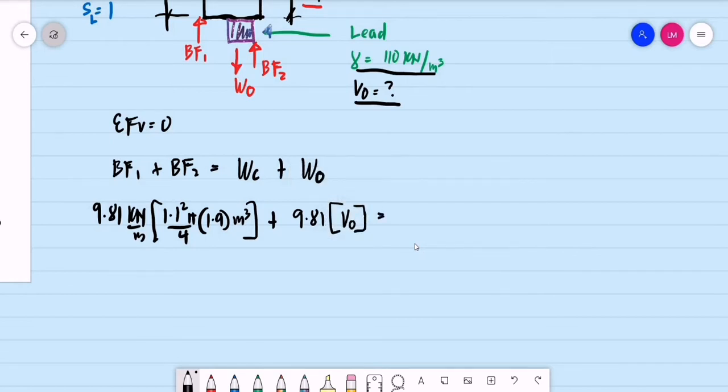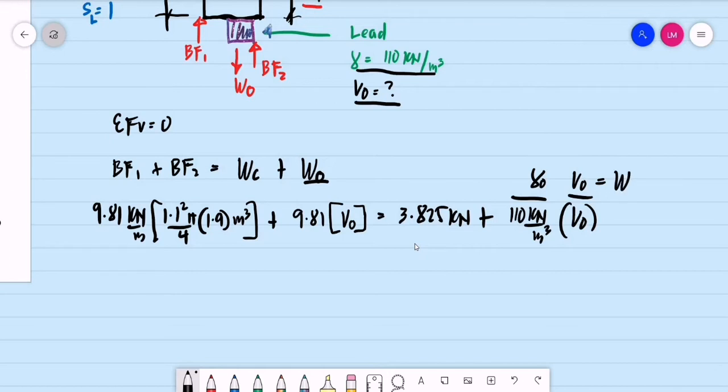And this is now equal to the weight of the cylinder, which is given as 3.825 kilonewtons. Then plus, again, we don't know yet the weight of the lead. But weight is unit weight, that is 110 kilonewtons per cubic meter, multiplied by the volume of the object. So gamma object multiplied by the volume is equal to the weight of the object. In this equation, the only unknown is the volume of the lead.